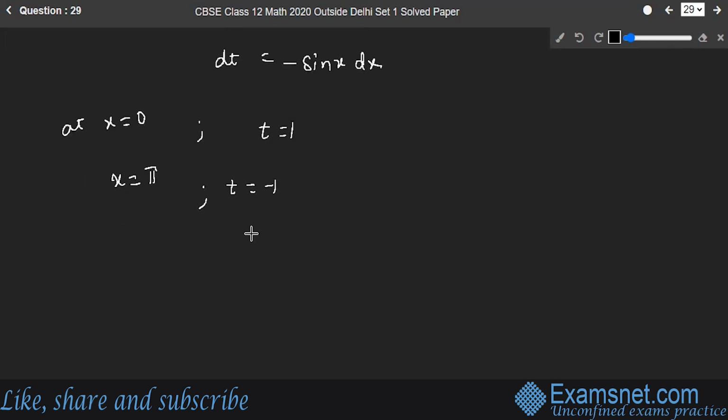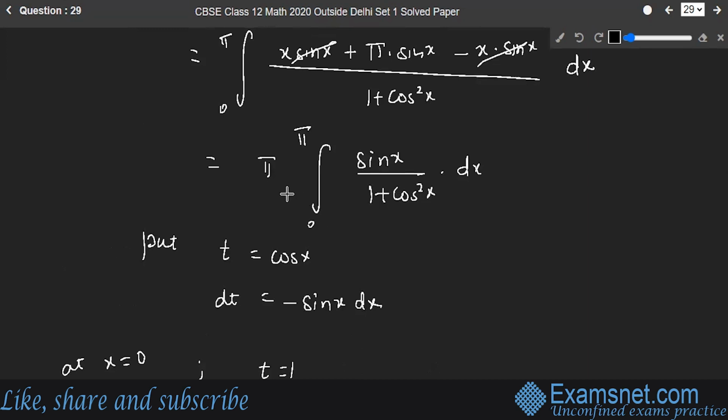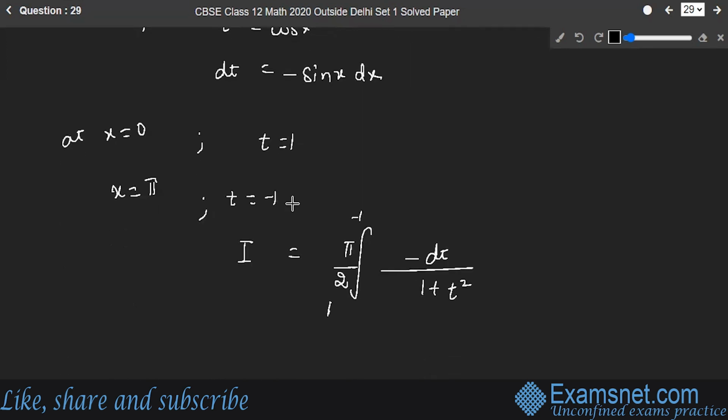That means your I now will become, this was pi, limit from 1 to minus 1 minus dt upon 1 plus t square. I'll take this 2 down. See, this 2 is from here because that was equal to your 2I. So I is equal to pi upon 2, right?